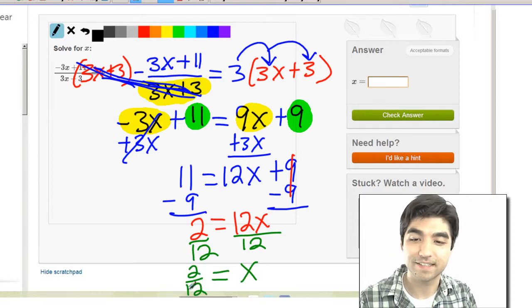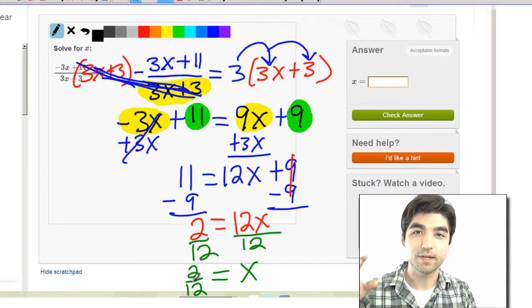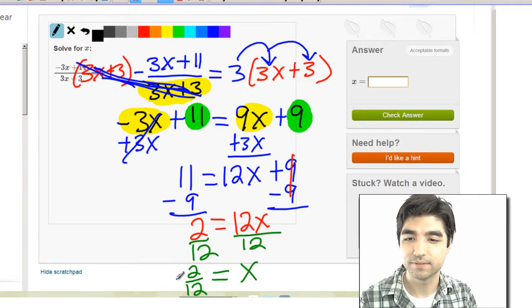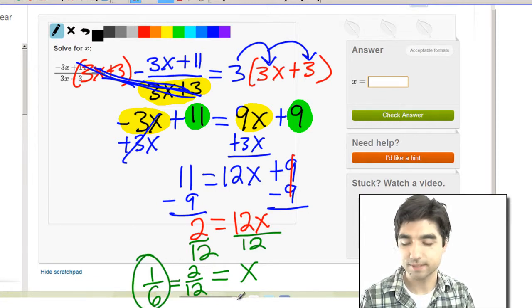Okay, I lied. Not the last step. We need to reduce 2 over 12. So we can divide the top and bottom by 2. So this actually equals 1 over 6. 2 divided by 2 is 1. 12 divided by 2 is 6. So our answer is 1/6.